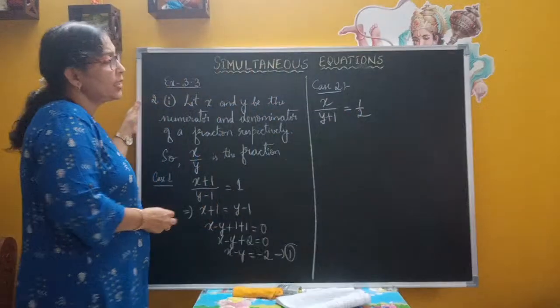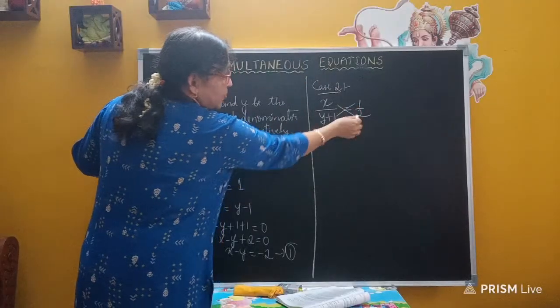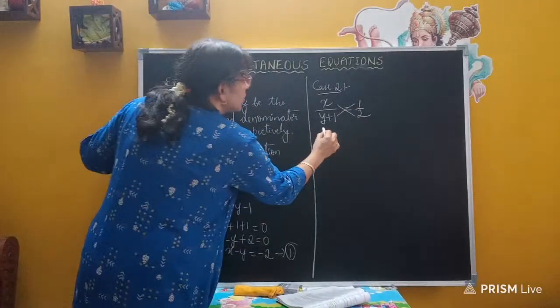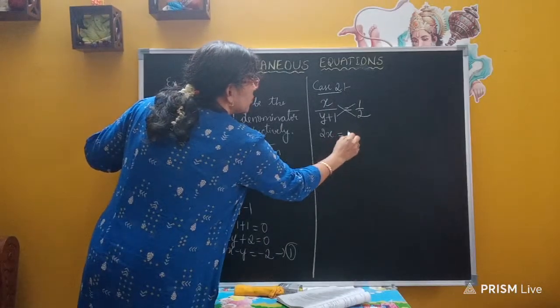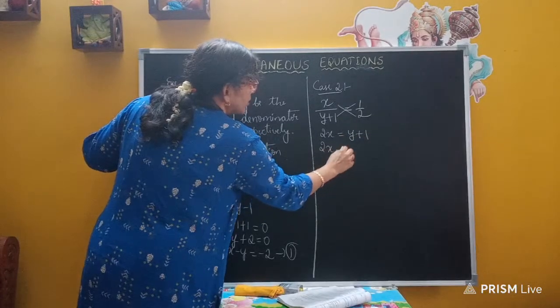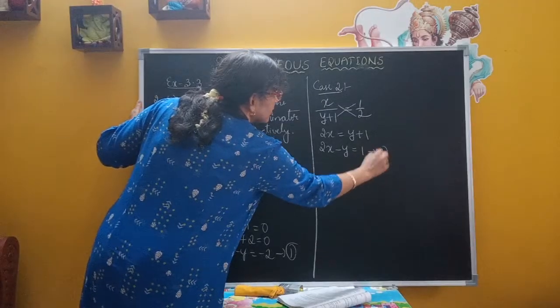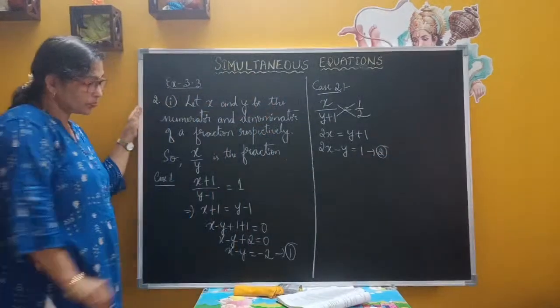Again simplify this. Transpose means here cross multiplication should be done. So 2x is equal to y plus 1 and 2x minus y is equal to 1. This is equation 2.